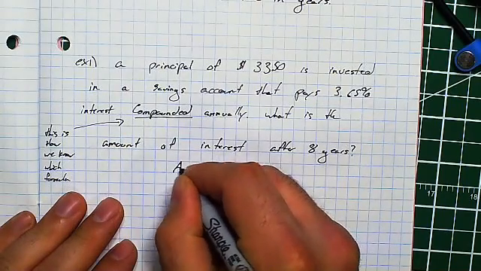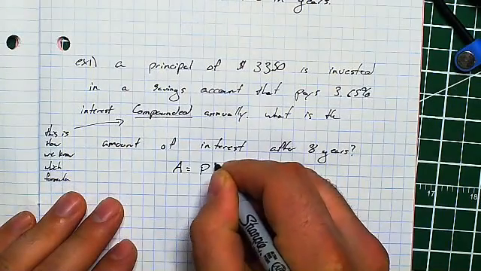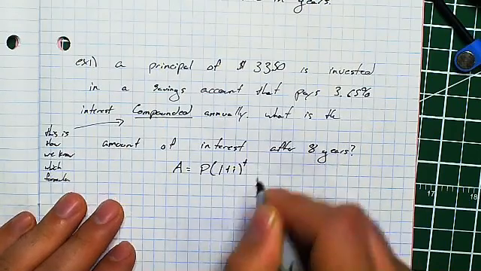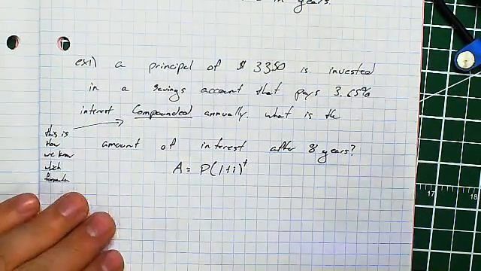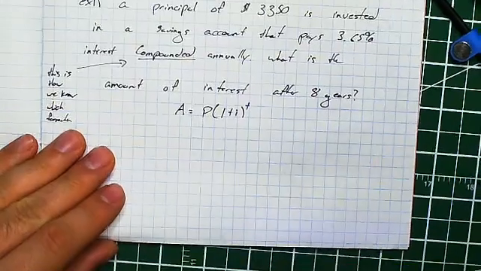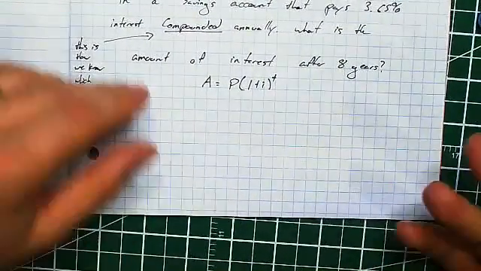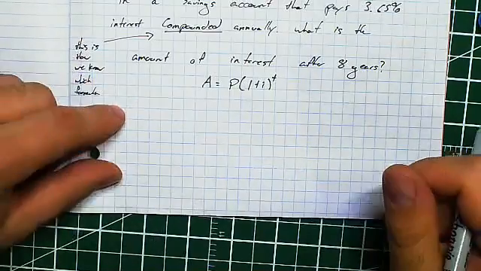Always start by writing out your formula. You're not required to memorize these formulas. You are given them if we're on a test or a final, but they will not explain which one is which, so you have to understand which one is simple versus compound interest.